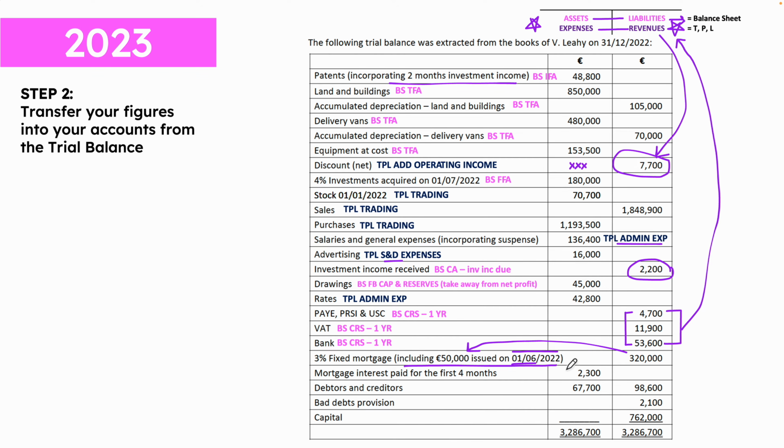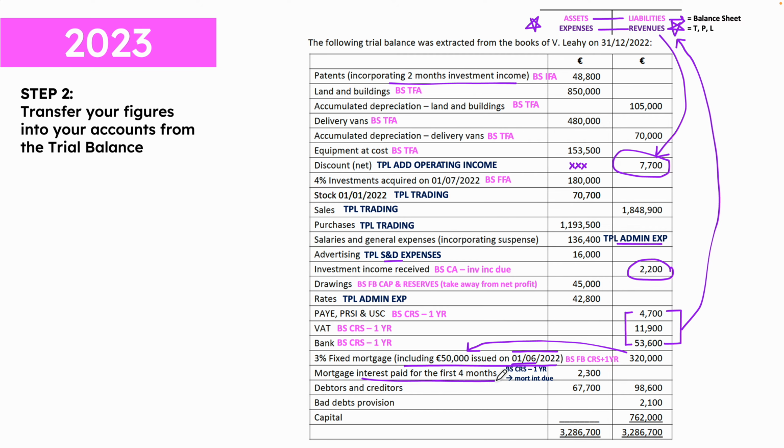So we'll look at that when we're working out the fixed mortgage, but the fixed mortgage itself is going to go into balance sheet financed by creditors plus 1 year. Now, the mortgage interest for the year, okay, is always going to be more than the interest paid. So here it just says that interest was paid for the first 4 months. So look, we will have had the mortgage for a year, but then we've only paid it for 4 months. So that is going to let us know we're going to have some mortgage interest due.